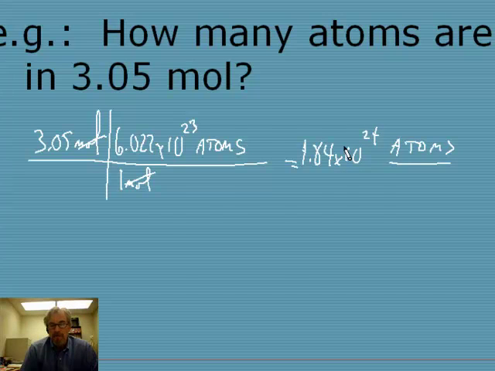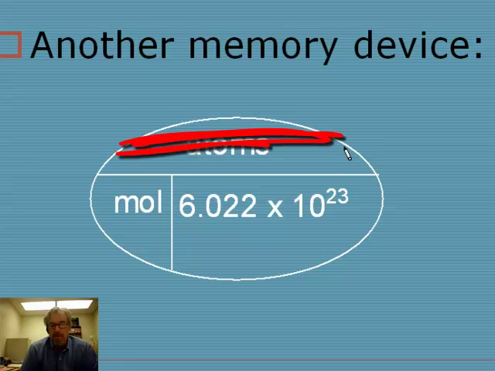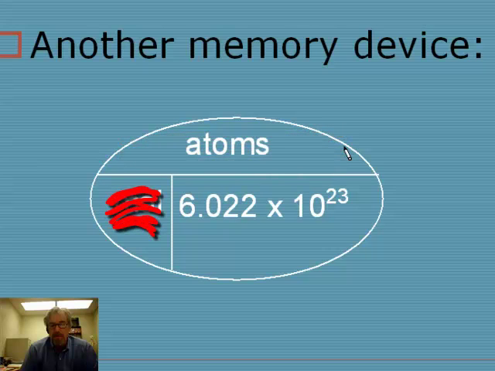And there's another memory device. If you want to know how many atoms, cover it up. It tells you moles times Avogadro's number will tell you atoms. If you want to know moles, well, it's atoms divided by Avogadro's number when you cover up moles.